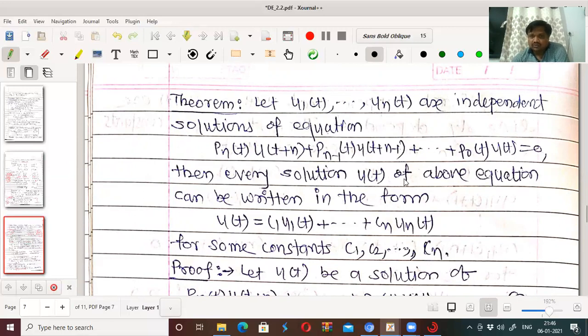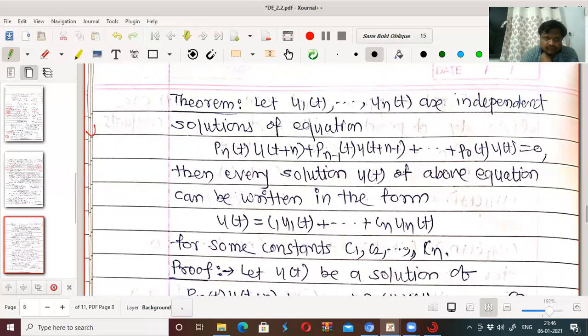Then every solution u(t) of the above equation can be written in the form u(t) = c1 u1(t) + c2 u2(t) + up to cn un(t), for some constants c1, c2 up to cn. Is it parallel to differential equations? In differential equations, we know that if u1(t) and u2(t) are two linearly independent solutions of a second order homogeneous differential equation, then c1 u1(t) + c2 u2(t) is also a solution of the same equation, or any solution can be written in this way.